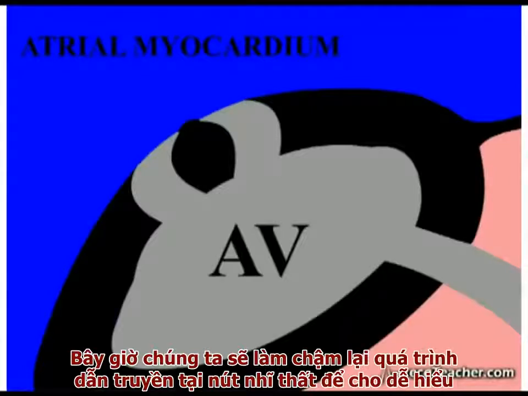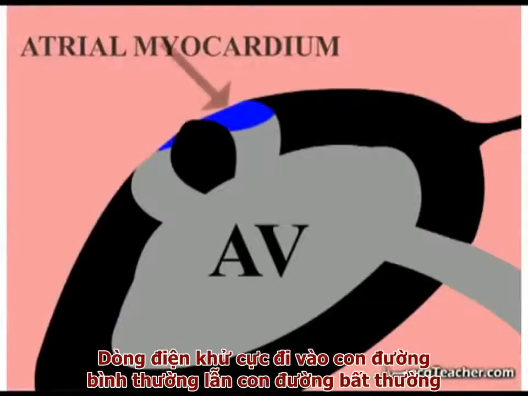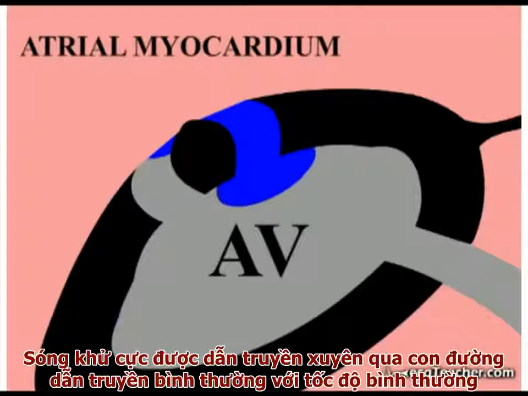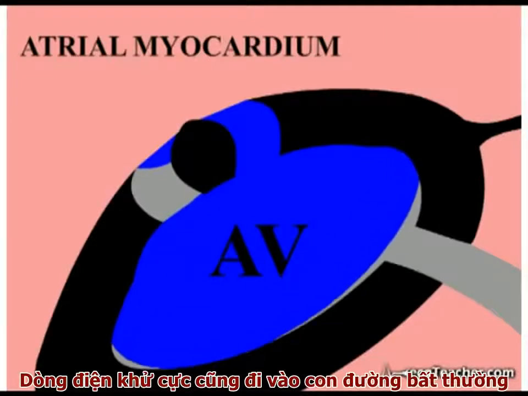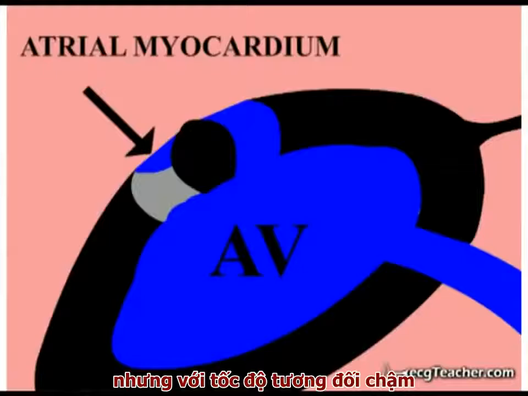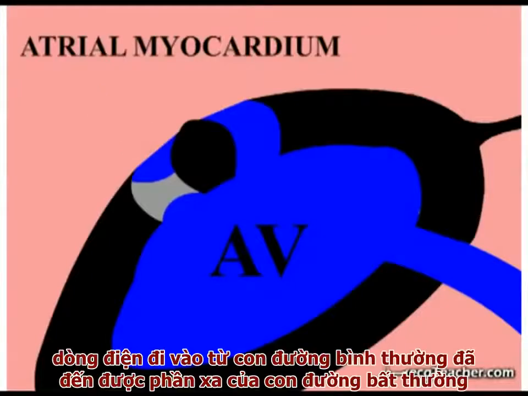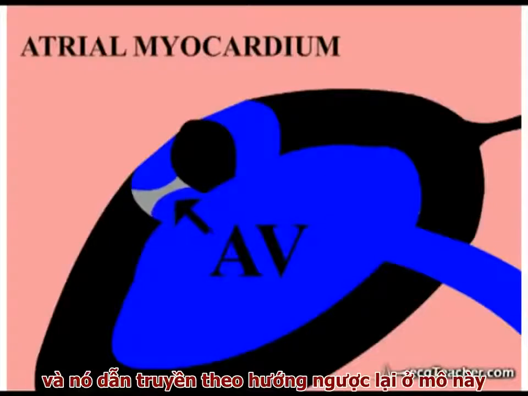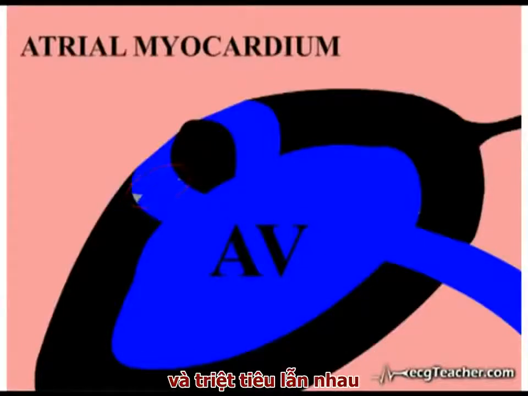We will now slow down events at the node to aid comprehension. Depolarizing current enters both the normal and abnormal tract. The depolarization wave is transmitted through the normal conducting tract at an appropriate rate and depolarizes the node. Atrial depolarizing current has also entered the abnormal tract and begins its relatively slow journey through this tissue. However, at this point, current flowing in the normal conducting tissue has already reached the distal end of the abnormal strand and is conducted in a retrograde direction into this tissue. The two currents in the abnormal strand meet at some point and obliterate one another.